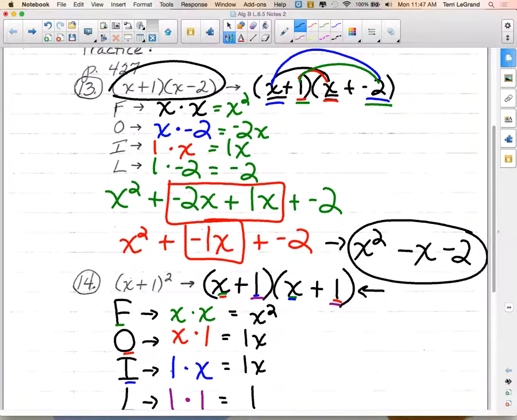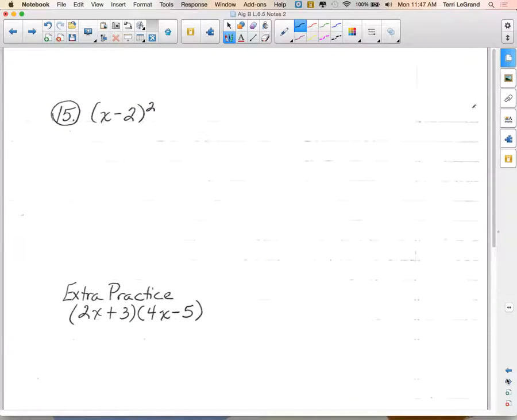Okay, let's go to the back side and see what we got back here. What does x minus 2 in parentheses with a square outside of it mean?